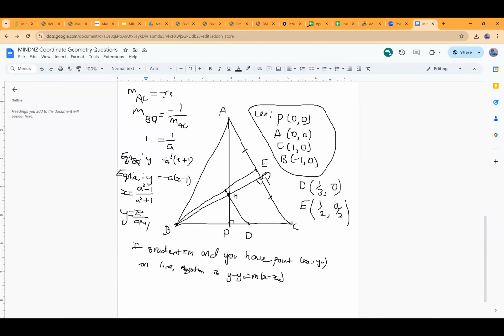Oh, sorry, wait, Isabel, how'd you find the gradient of DH? Yeah, specifically, how do you find what H is? I thought you needed to find Q to find what H is.